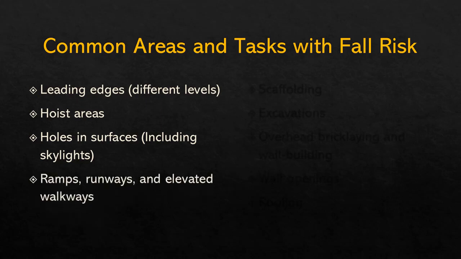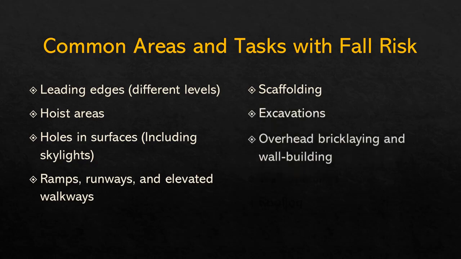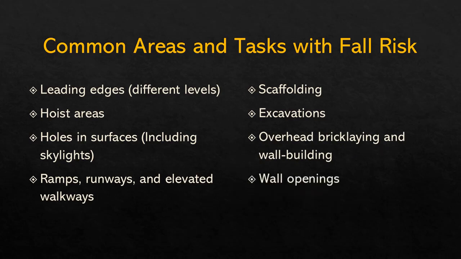Ramps, runways, and elevated walkways. Scaffolding. Again, things happen on DRI's campus periodically where we have to have scaffolding built. Those are definitely a fall risk and also a falling object risk. Excavations or trenchings. Anytime there's overhead bricklaying or wall building. Wall openings. A lot of times whenever a space is being renovated, a window gets taken out and then you have a giant wall opening, which needs to be protected during such time as it remains an opening.